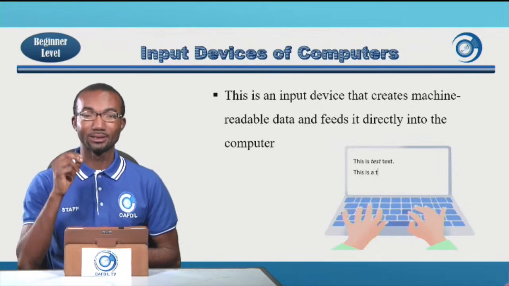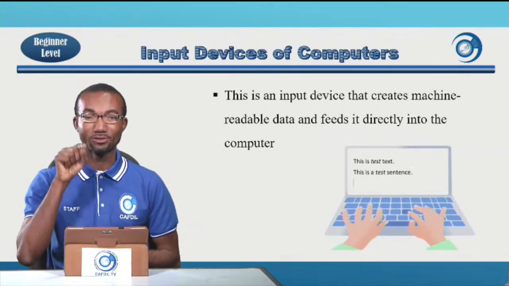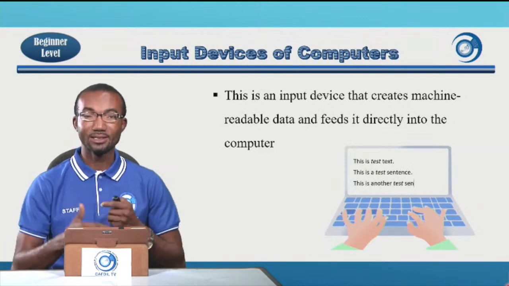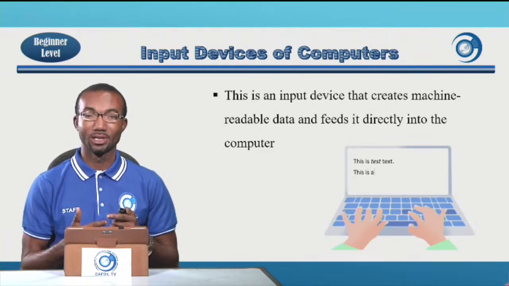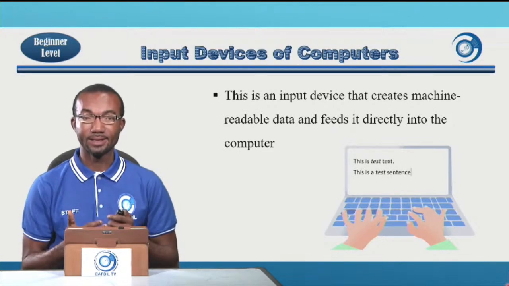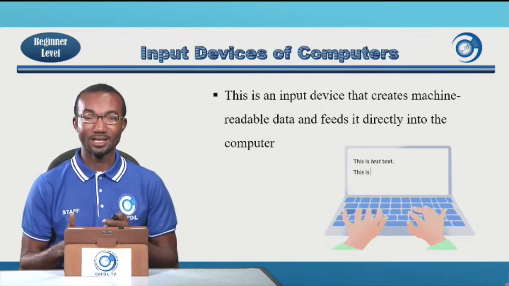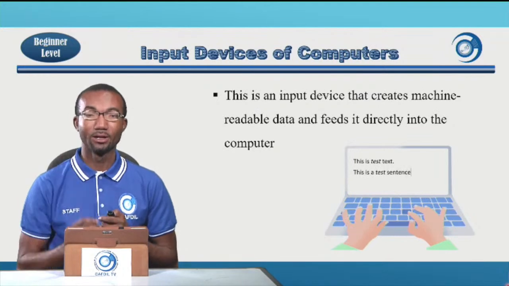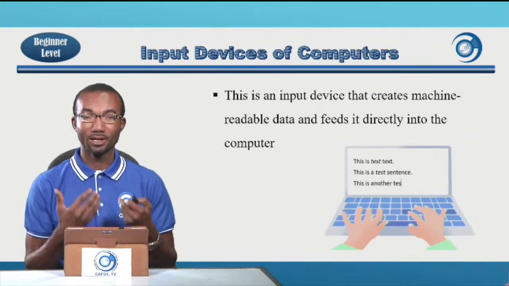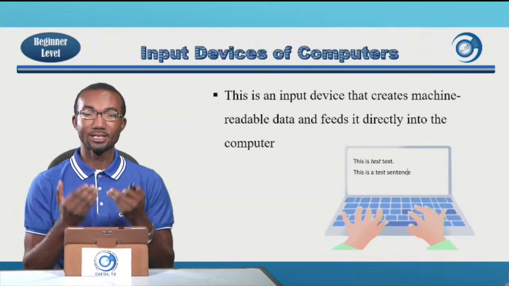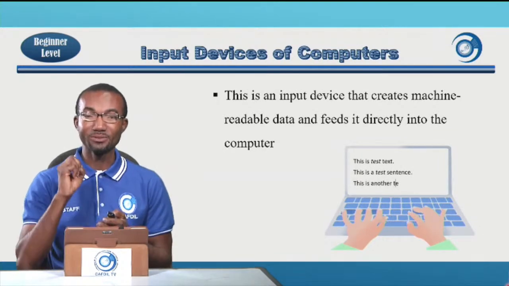The computer does not understand the characters that you see on the keyboard. If I type my name, I see it as English alphabet, but the computer translates it into machine language. We said that these machines are digital in nature, so they operate by using zeros and ones, and that is what we call binary numbers. So if I type A on the keyboard, I see it as A, but the computer represents the A with binary numbers. So this is an input device that creates machine readable data.